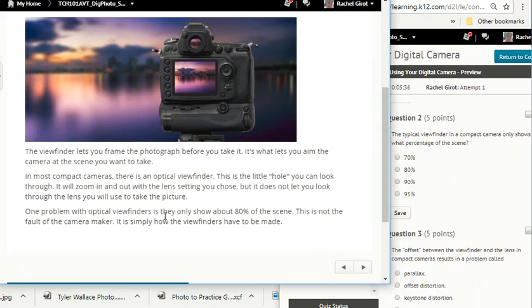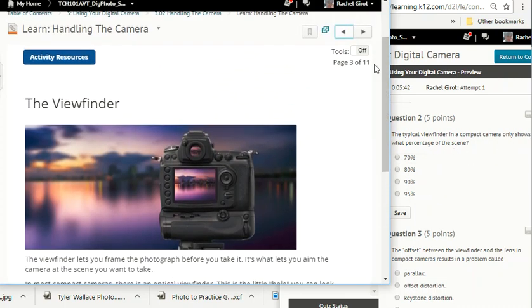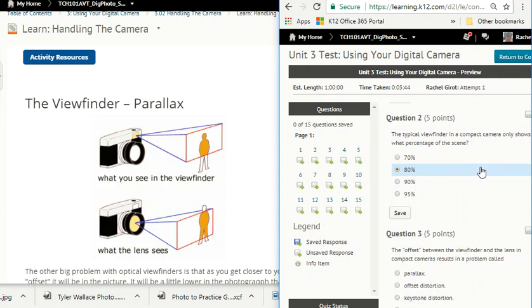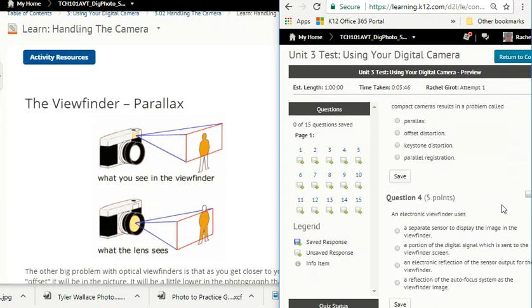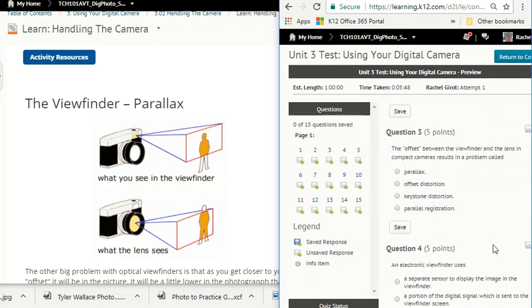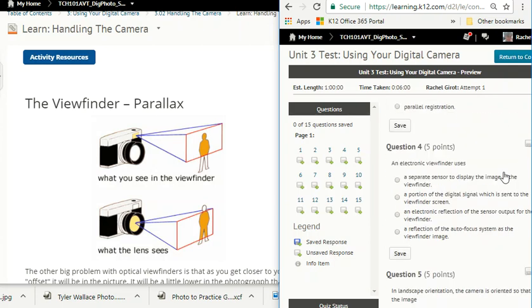Oh, viewfinders only show about 80% of the scene. Whew, I did miss that one. I better read my questions. Okay, so our next question. The offset between the viewfinder and the lens in compact cameras results in a problem called, yeah, we talked about that, didn't we? On that page, yes. Okay, question 4.